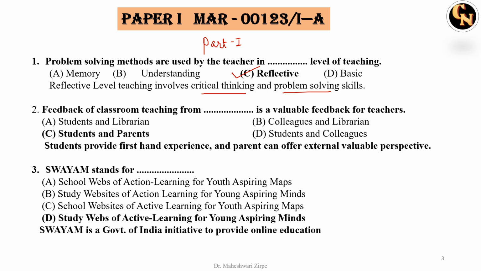Second one: feedback of the classroom teaching from dash is a valuable feedback for the teacher. Who is going to give a valuable feedback? She will try to get feedback from the students and the parents. For her these two feedbacks are very important. Students provide first-hand experience and the parents offer the teacher an external, valuable perspective of the student. So option C is the correct option.